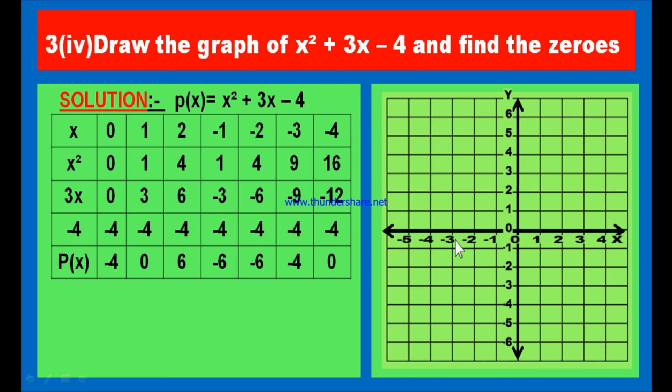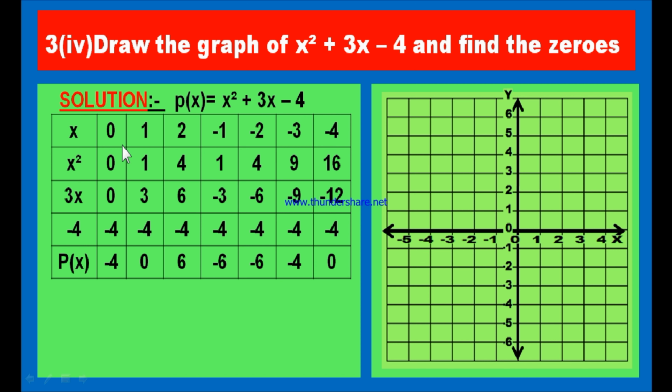Already those values are there on x-axis, and y value differs from plus 6 to minus 6. We have plus 6 and minus 6 also on the graph sheet. Therefore, you need not take 1 centimeter is equal to 2 units, and it is enough if you take 1 centimeter is equal to 1 unit. Now let us represent these points on the graph sheet.